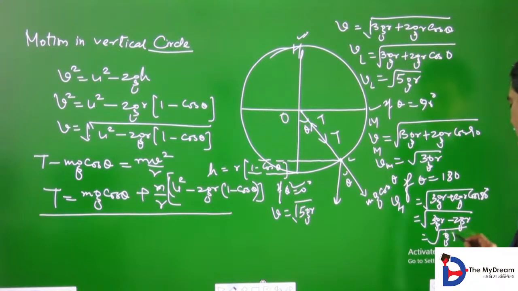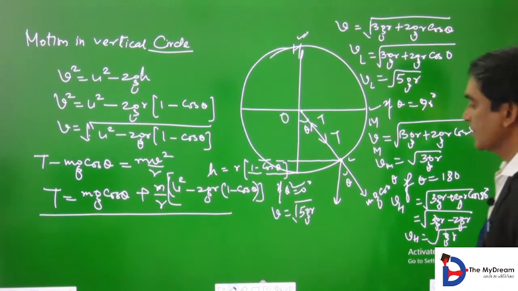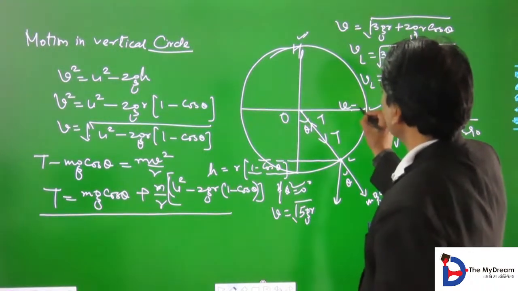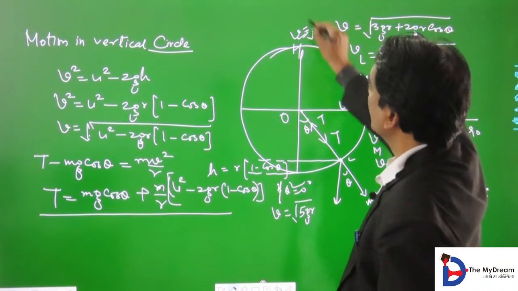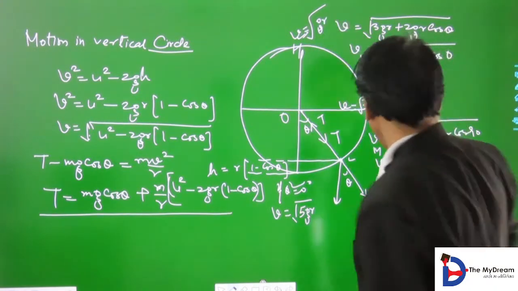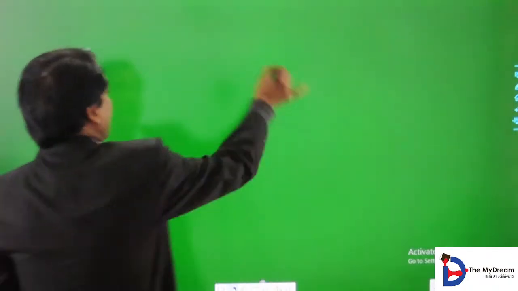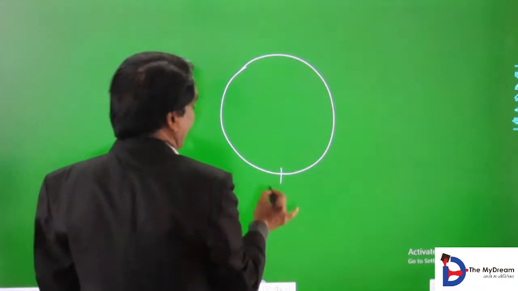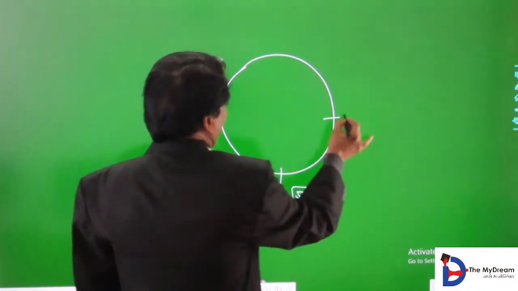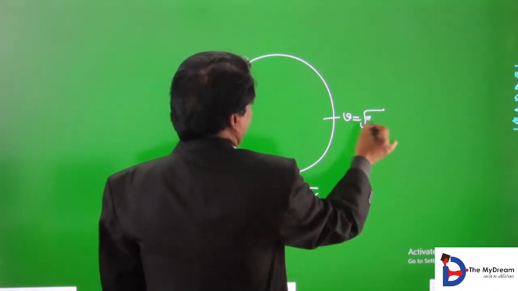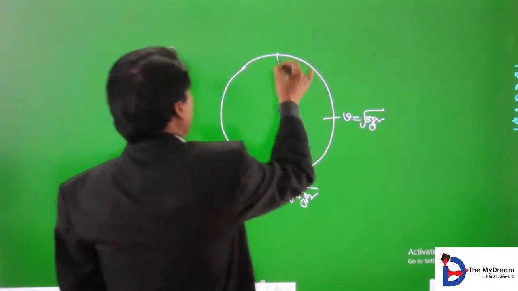जो सबसे कम वेलोसिटी कहाँ पर होती है? हाईएस्ट पॉइंट. यहाँ पर कितनी होती है? यहाँ कितनी होती है? ठीक है. The maximum velocity is at the lowest point, which has been discussed here. This is at this, and this is.